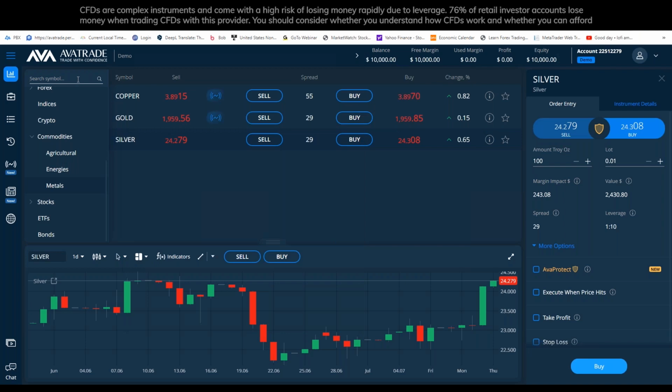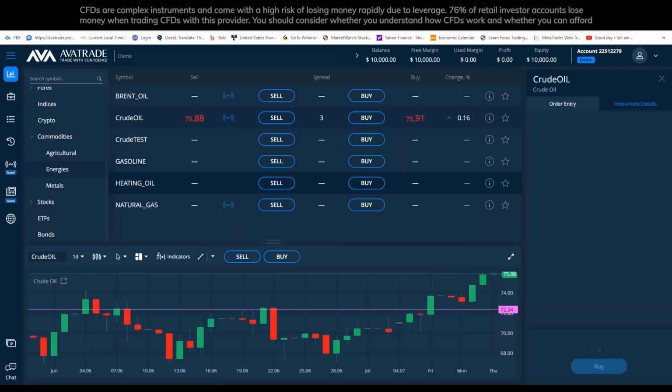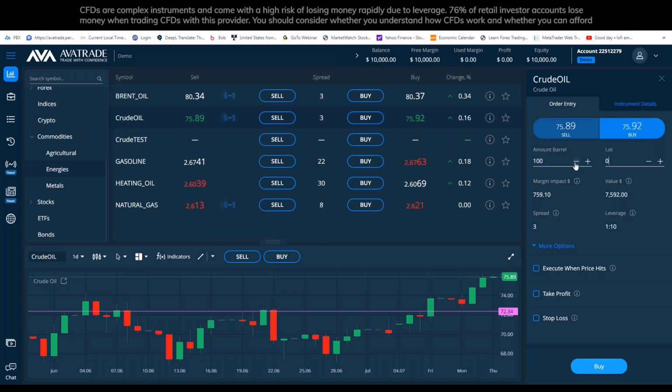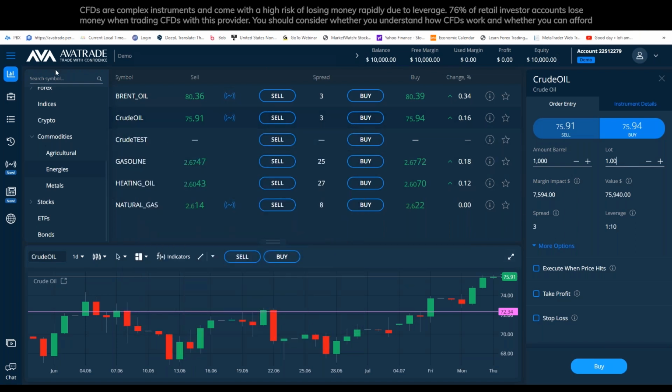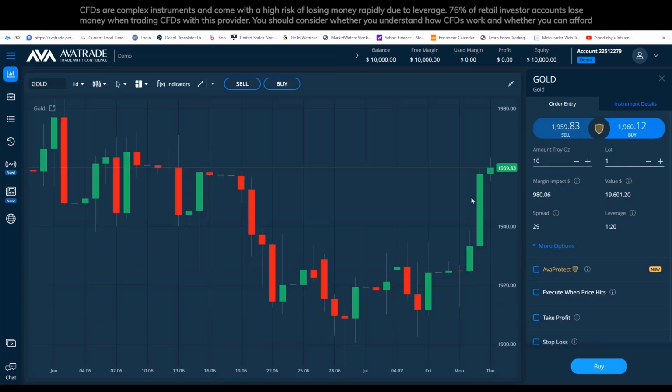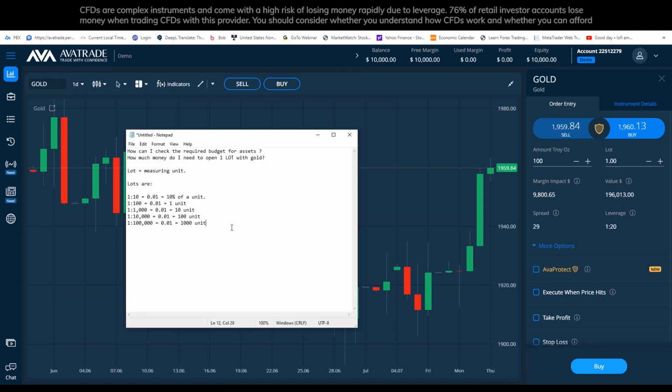We saw that with silver it was 100, but with oil it would be 10. Why? Because it's a percent of 1,000, so it's 10. A percent of 10,000 is 100. A percent of 100,000 is 1,000. So in the case that gold is 1 to 100, one lot will be 100.